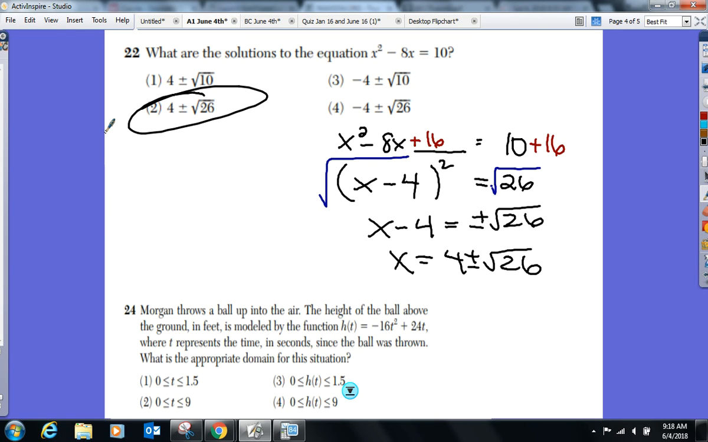So now if I asked you what your 2 answers were, you would go to your calculator and do 4 plus the square root of 26 and 4 minus the square root of 26. The signs that are before the radical. So that's how you would get your 2 answers. All right. And we'll finish it up with 24.